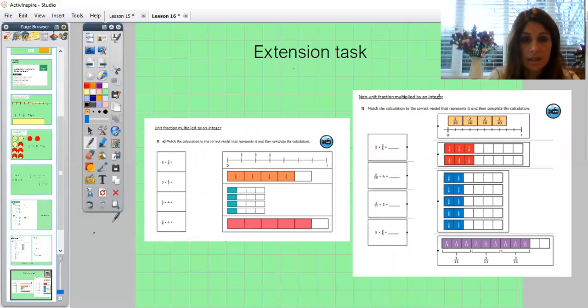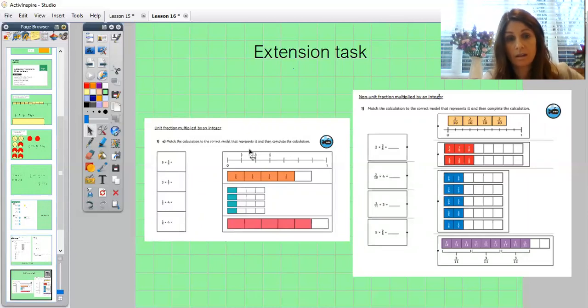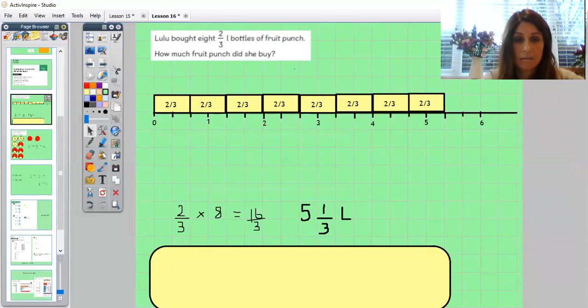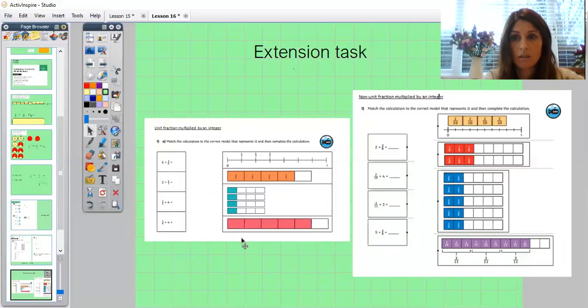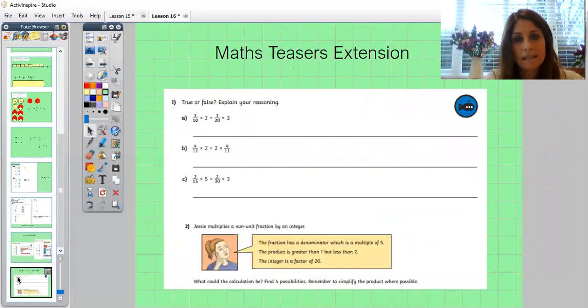Right then, extension task today. So this is the extension task for lots of you. Some of you, if you're maths teachers, you might like to have a go at this as well anyway, but you don't have to. You can move on to the other task. But I'm looking again at multiplying unit fractions by an integer and then non-unit fractions by an integer. So all you have to do is match the calculation to the correct image. So just like we looked at here, this is quite similar. So you just got to draw lines using a ruler. Year 5, please. Thanks. And then Maths Teasers group, you've got some true or false, explain your reasoning.